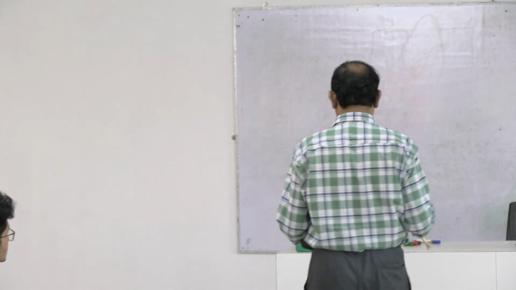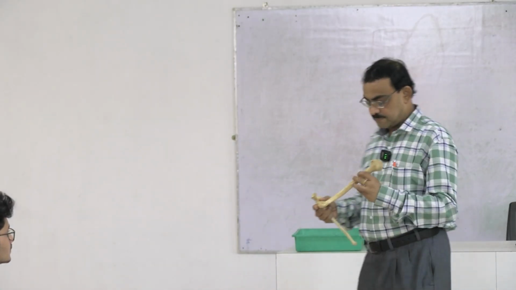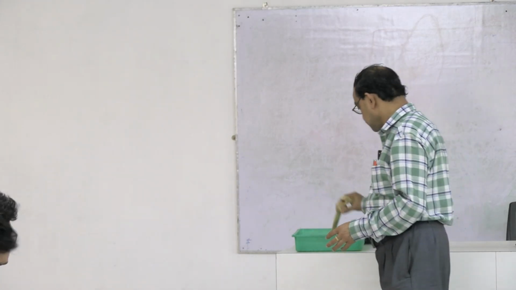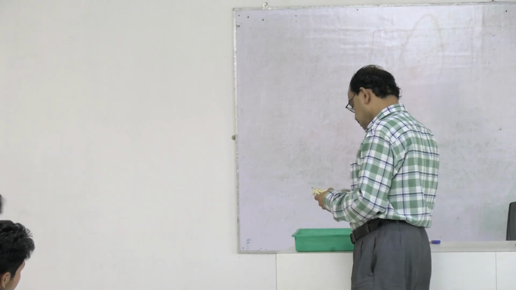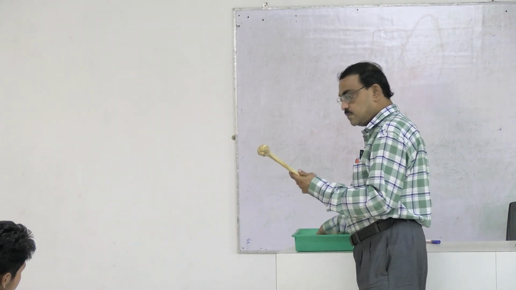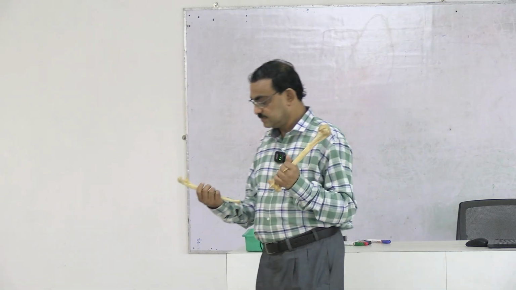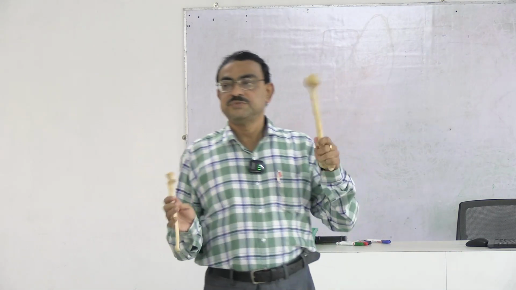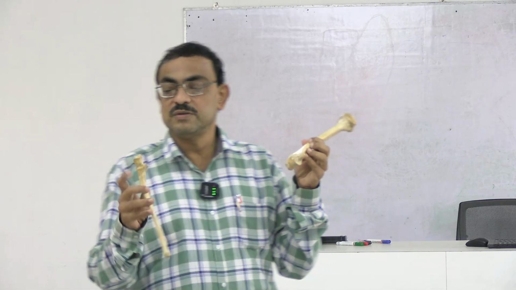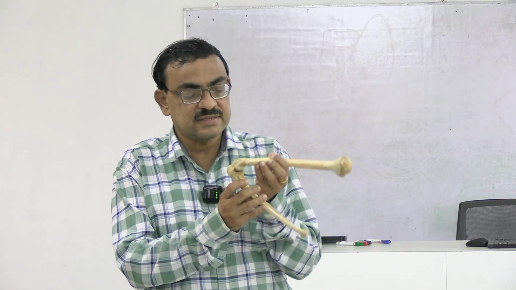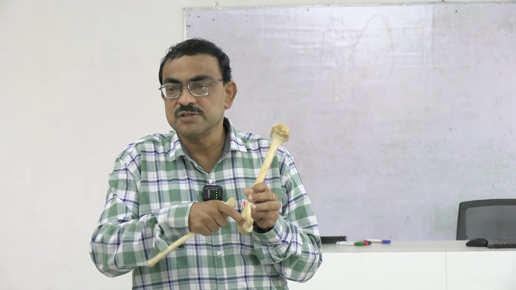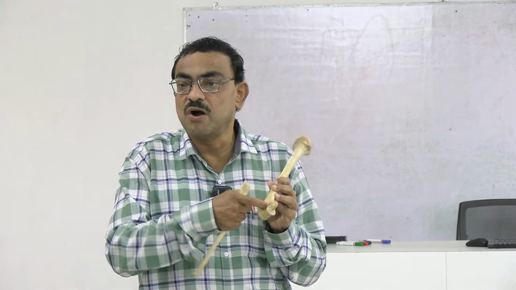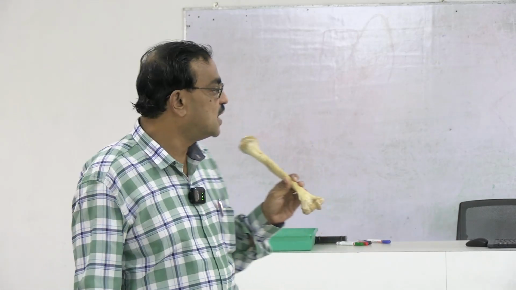whatever might be, forget about the side. So this is the Olecranon process, and this Olecranon process is accommodated within this fossa. This fossa is called Olecranon fossa of the humerus. Clear?